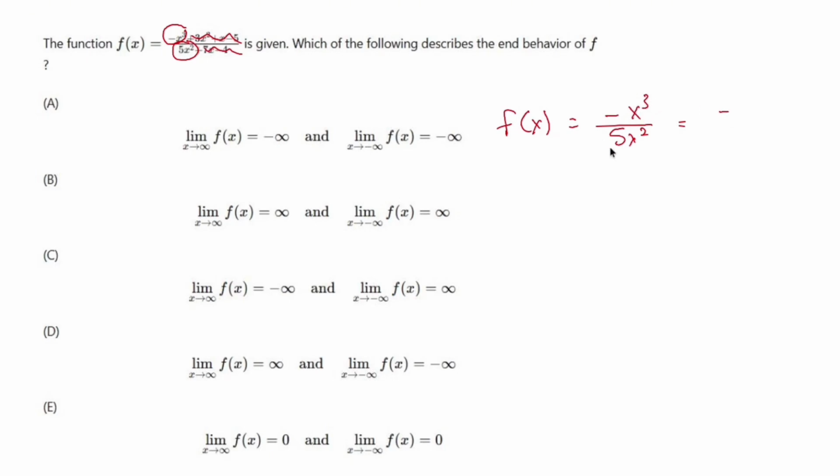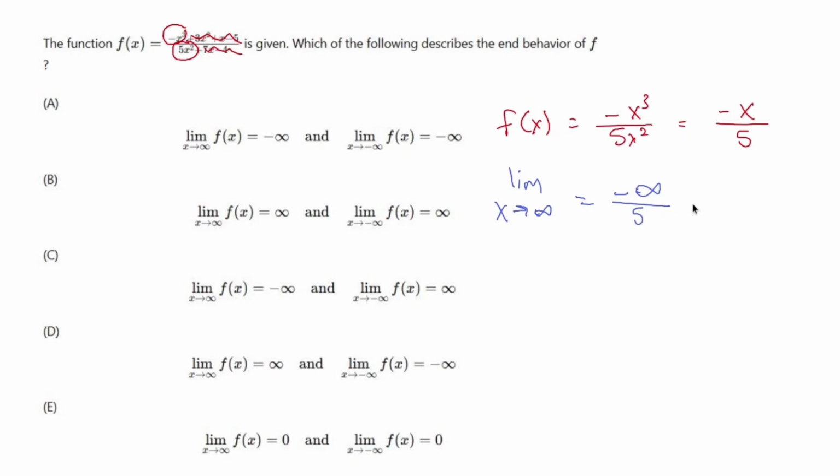Negative x cubed over 5x squared is going to have me canceling out 2 x's in the numerator and the denominator, leaving me with a negative x on top and a 5 on the bottom. So the way you figure out end behavior when you have a larger degree in the numerator is you take turns plugging in your infinities and negative infinities. So they want me to do infinity first. So if I were to plug in positive infinity, which I know doesn't sound right, but that's what you do. You do negative positive infinity over 5.